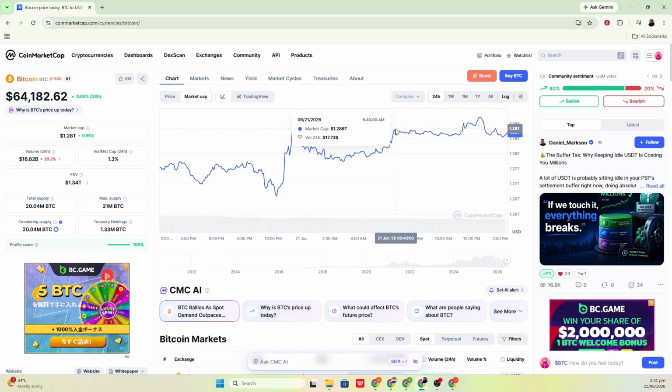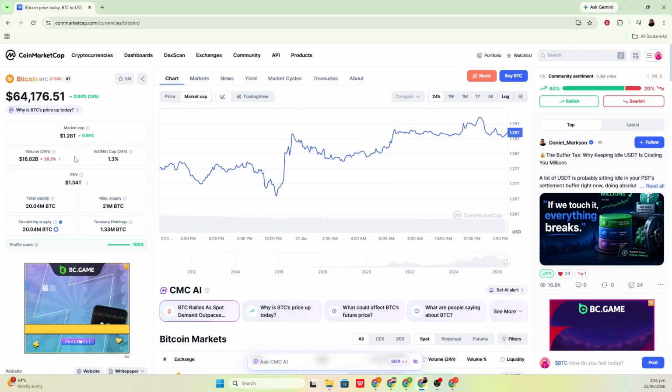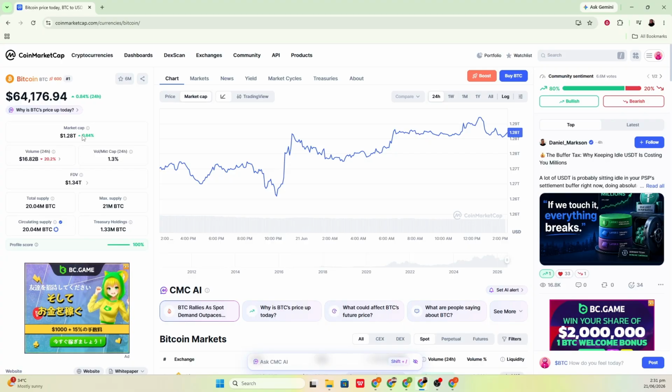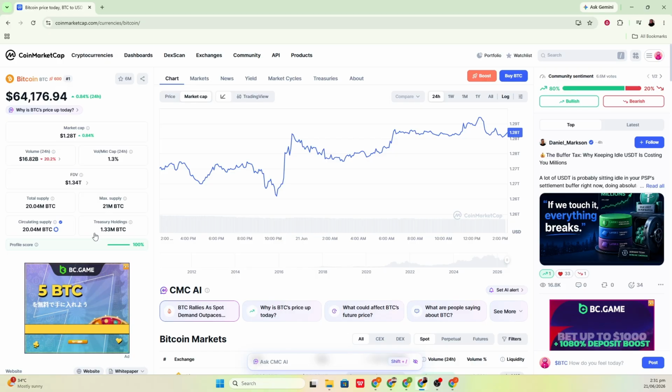Next, look at the statistics panel on the left side of the page. Here, you will find different metrics including market cap, volume, FDV, and supply information. For this tutorial, focus on the volume metric.